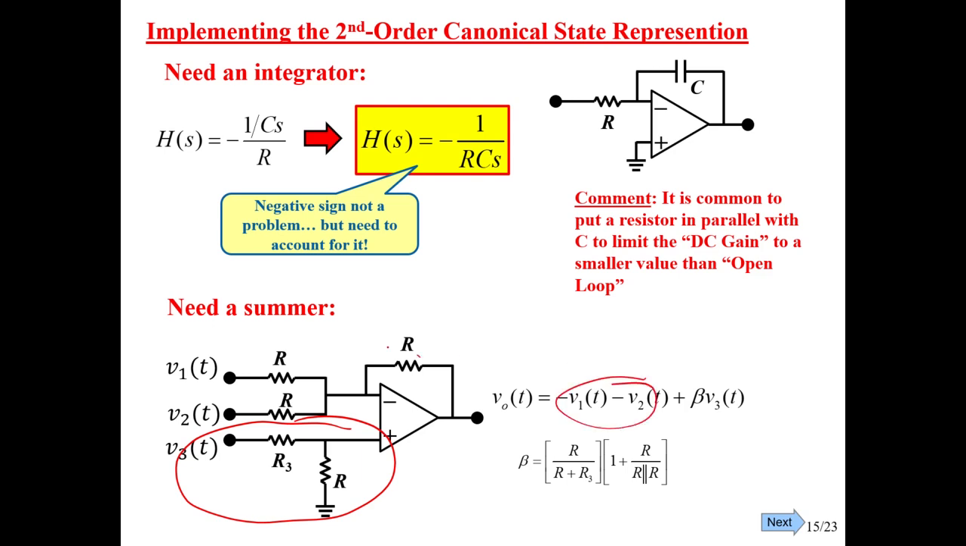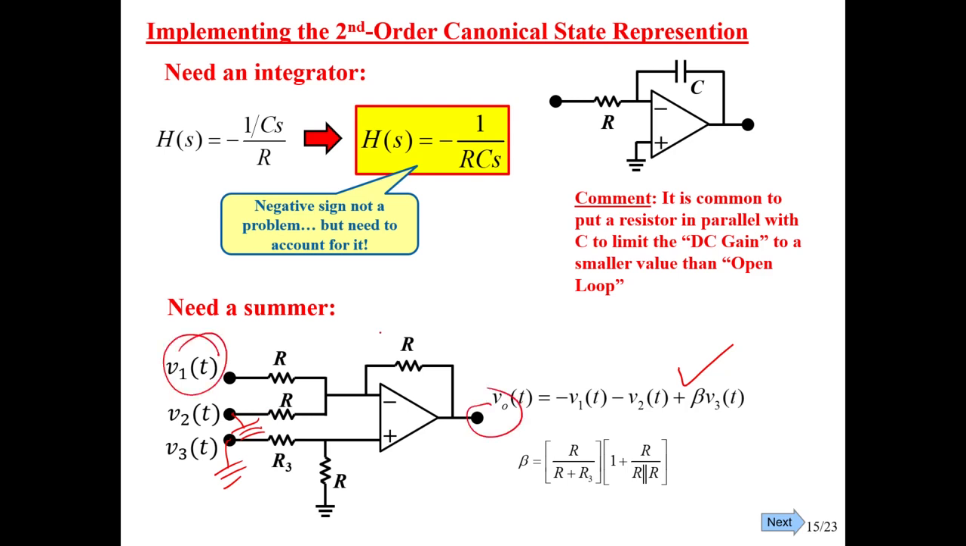So that's why these are going into the negative terminal. Now we can figure this out through superposition. So if we ground this and we ground this, we can see that the gain from here to here is going to be minus R over R, which is -1.